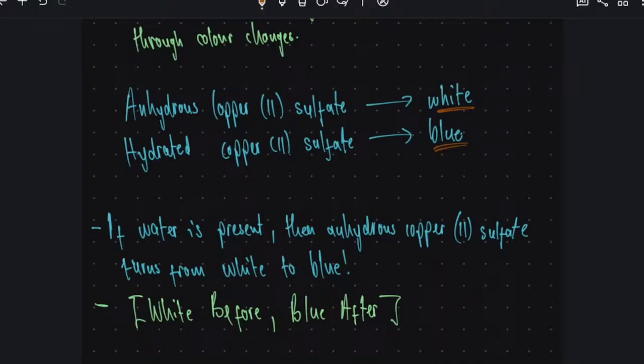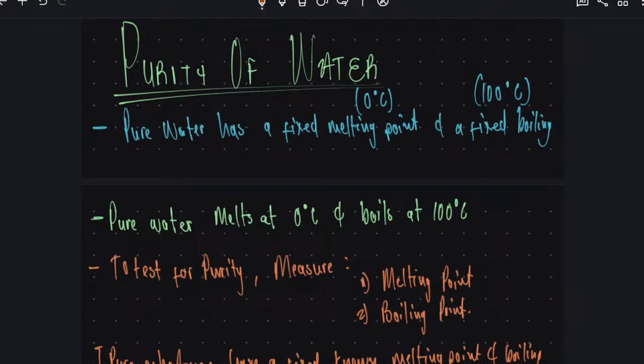Cobalt chloride and copper sulfate. Then we went on to talk about the purity of water because we are going to work more on this, okay? What are the harmful substances that are found in water? We are about to work more on this. And the beneficial substances that are found in water. So first, before we talked about it, we talked about the purity of water.